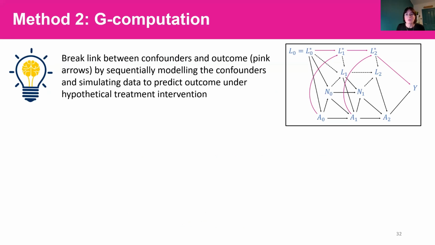The second method I'll talk about is G computation. G computation involves breaking the link between the confounders and the outcome, i.e. these pink arrows here, by sequentially modeling the confounders at each time point and then simulating data under the hypothetical treatment intervention of interest.